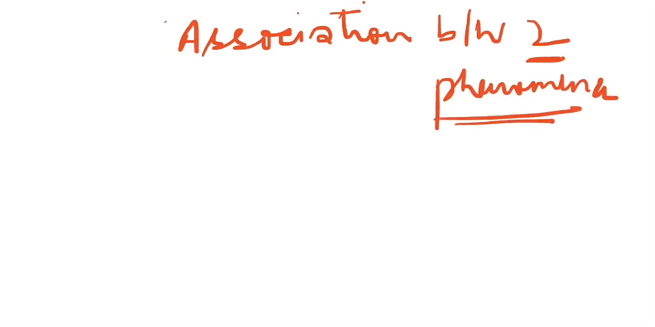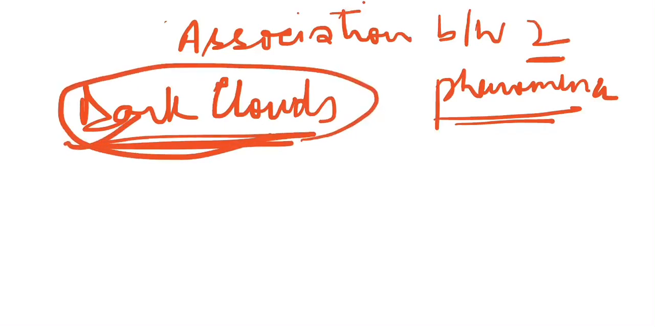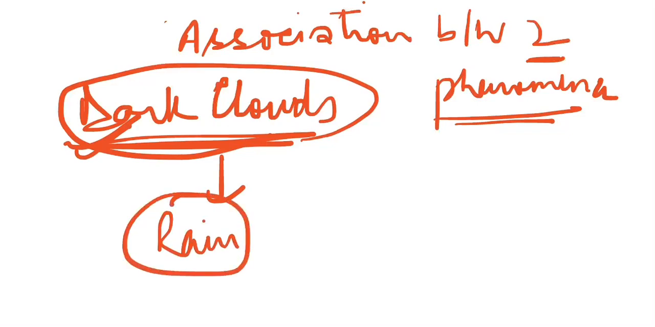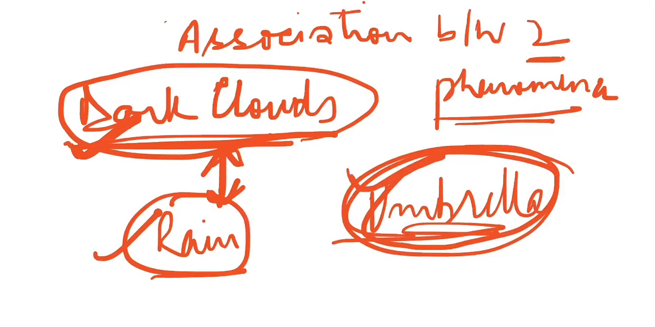For example, nowadays it is a rainy season. So, whenever you are going out of your house and you see the dark clouds, what will be your response? Because you have been repeatedly exposed to dark clouds, and most of the time those dark clouds have been followed by rain. So, if you are going out of the house and you see dark clouds, you will take the umbrella along with you. Because of the repeated exposure to the association of dark clouds with rain, you have changed your behavior, and that change in behavior is carrying the umbrella.